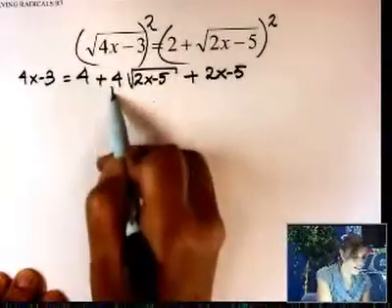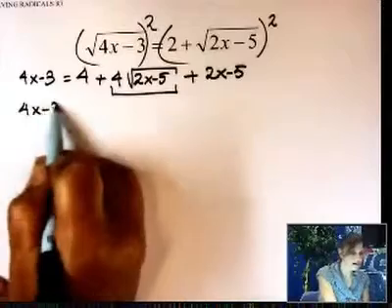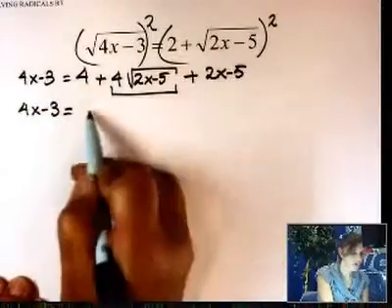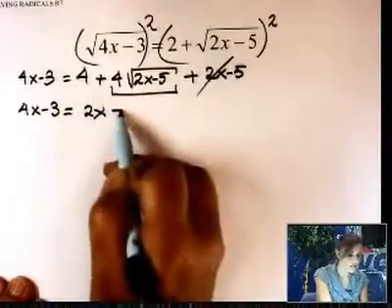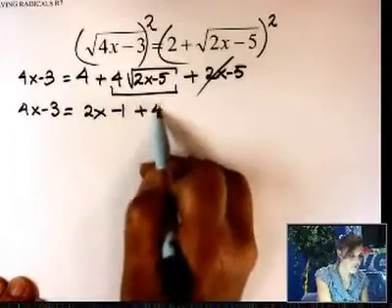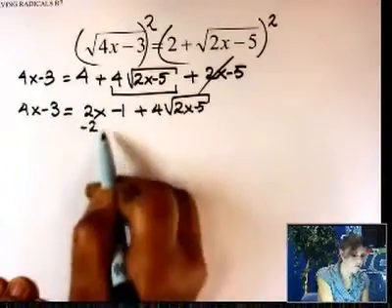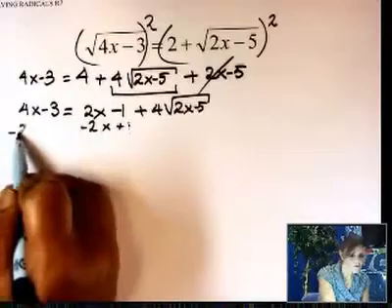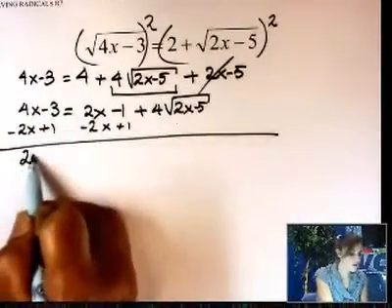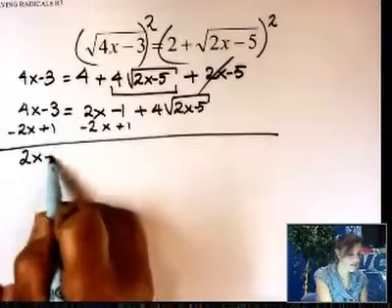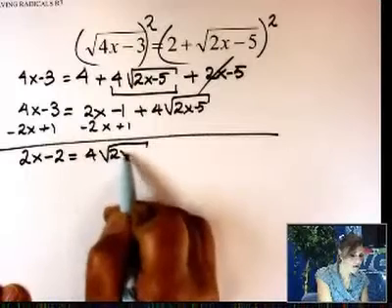Okay, now I'm trying to isolate this guy and move everything to the left. I have 4x minus 3 equals 2x, which is this. Negative 5 plus 4, that's negative 1, plus 4 rad 2x minus 5. Move everything to the left. Let's see what I get. 4 minus 2, that's 2. Negative 3 plus 1, that's negative 2. And I have 4 rad 2x minus 5.